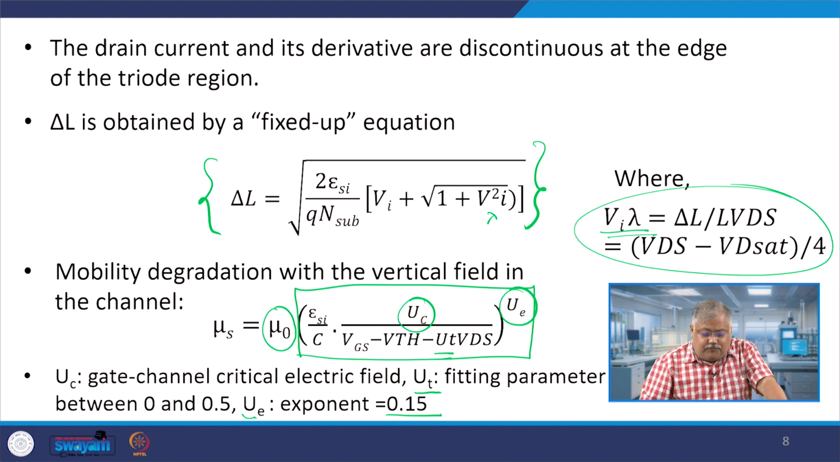Now, if you look at for example, the threshold voltage here, if the threshold voltage value goes on increasing, then VGS minus VTH will go on decreasing, right, and therefore, also your mobility will also tend to increase. So, higher threshold voltage entails a higher mobility in a sense, right, and that gives you a good idea about the mobility degradation model.